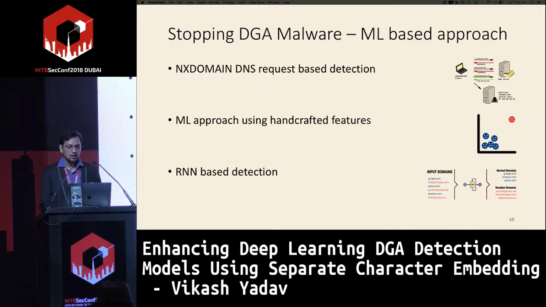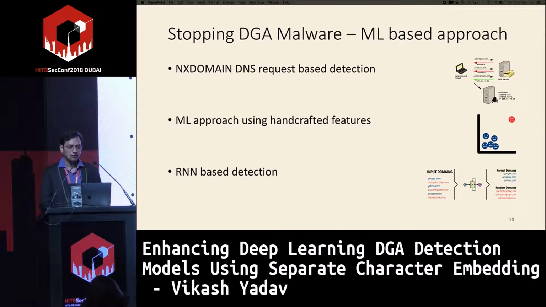With the advance of machine learning and natural language processing, there are a lot of new ways to tackle this problem. I've categorized these detection techniques into 3 different parts. The first one is NXDOMAIN DNS request-based detection that looks at the DNS traffic in the network. If a host is making a large number of DNS requests to non-registered domains, then it could be potential DGA communication to a C2 server.